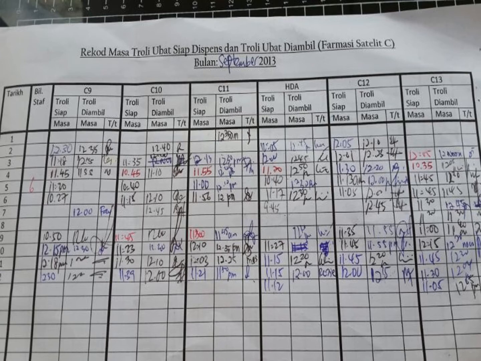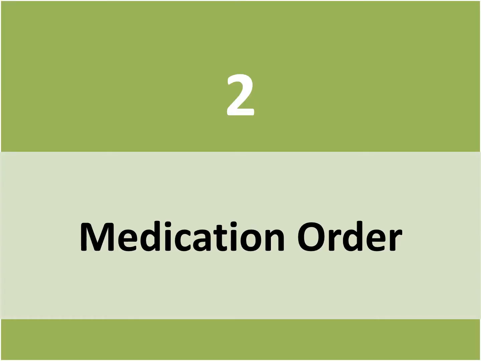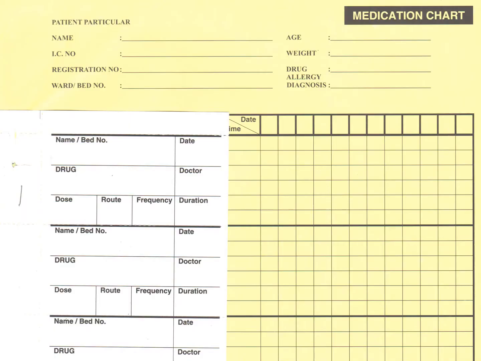The second procedure involved in the drug dispensing is medication order. The medication order, or known as the prescription for ward patients, must be completed in the self-carbonized medication chart. You can see here in this slide, this is how a medication chart looks like.